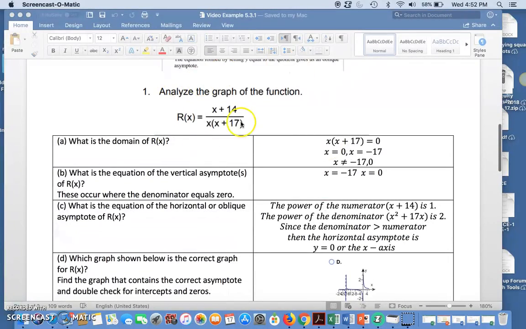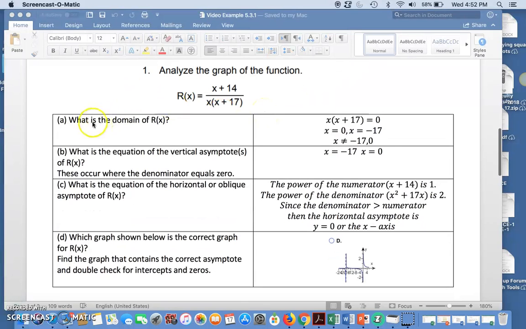Okay, so we want to analyze this function. The first thing is to be concerned with your domain. What makes the denominator equal 0? Well, we set the denominator equal to 0, set the individual factors equal to 0, and solve. So either 0 or negative 17 will make the denominator 0. Those are the two things that you must leave out of the domain.